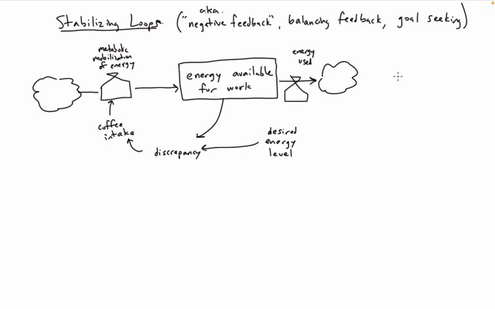So either way, in the first case I described, if this was our energy, our stock here, the energy available for work, over time we had too much, and it comes back to some level that's sort of a desired level. And then in the second case I explained, we were low on energy and we used our coffee to increase our energy over time. Okay? So this loop is describing a stabilization phenomenon.